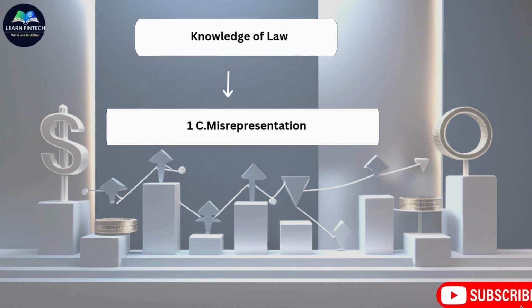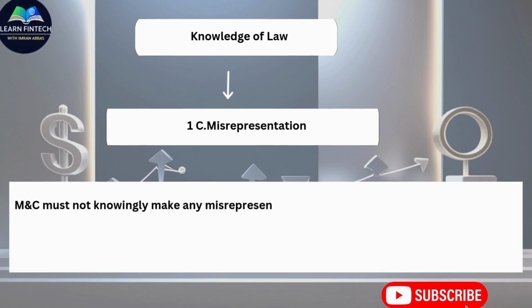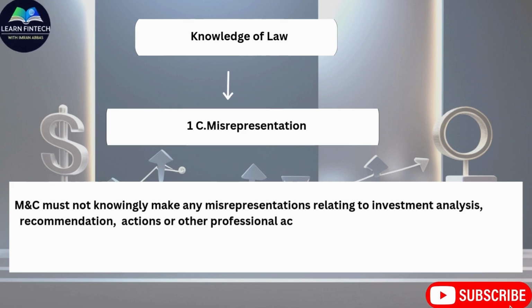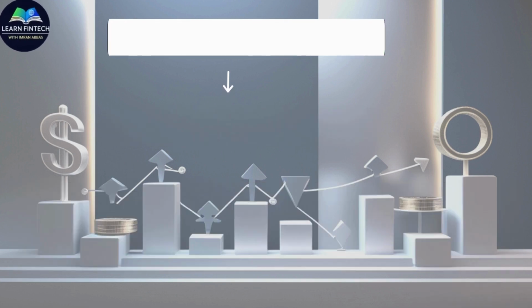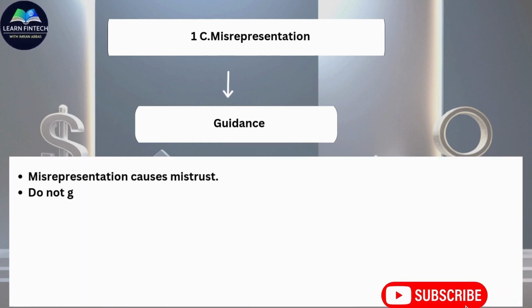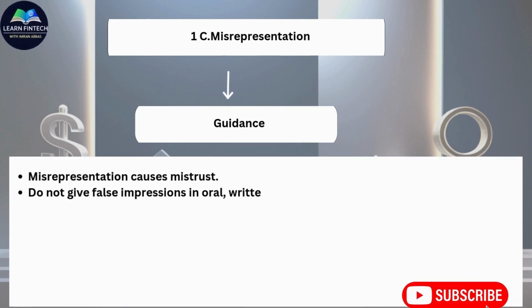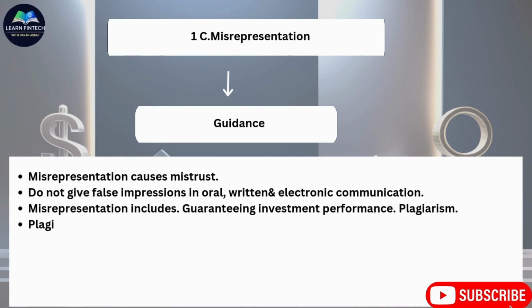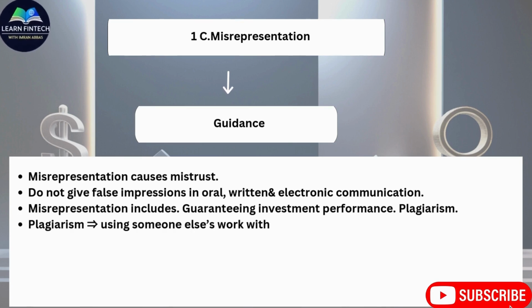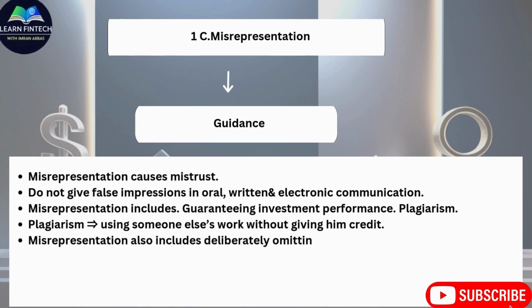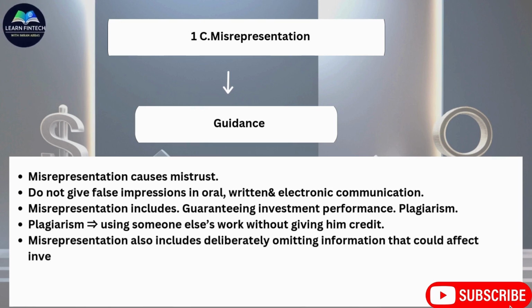Misrepresentation. Members and candidates must not knowingly make any misrepresentations relating to investment analysis, recommendations, actions, or other professional activities. Misrepresentation causes mistrust. Do not give false impressions in oral, written, and electronic communication. Misrepresentation includes guaranteeing investment performance, plagiarism, or using someone else's work without giving them credit. It also includes deliberately omitting information that could affect an investment decision.